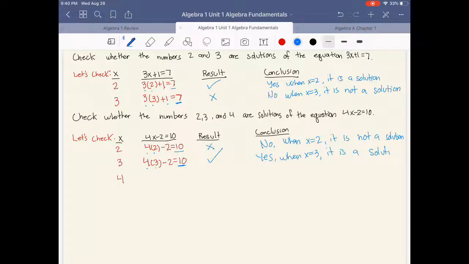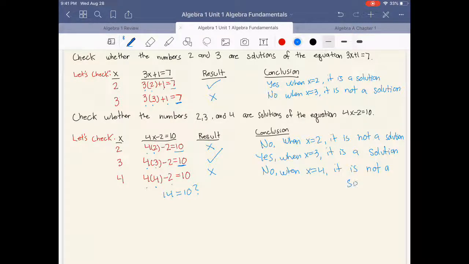Okay, good so far? Alright, so let's use 4, replace x with 4. Now, 4 times 4 minus 2, does that equal 10? Okay, let's solve it. 4 times 4 gives us 16. 16 minus 2 gives us 14. Does 14 equal 10? No, it does not, because 14 is obviously not equal to 10. So you're going to write down no: when x equals 4, it is not a solution.